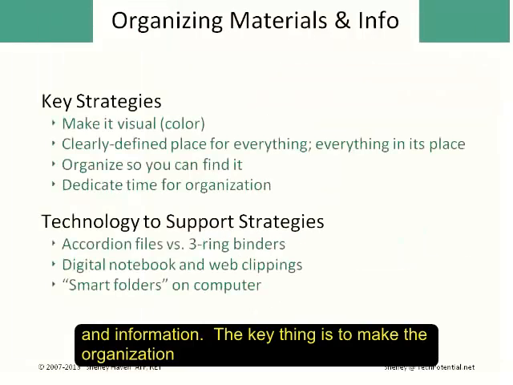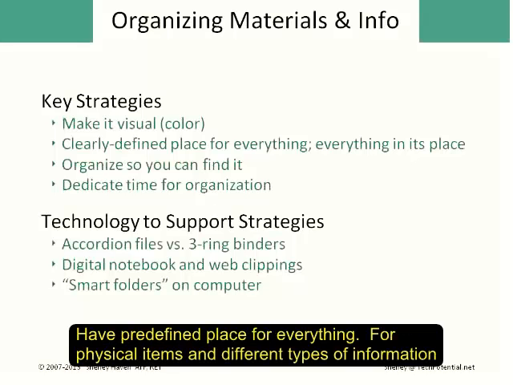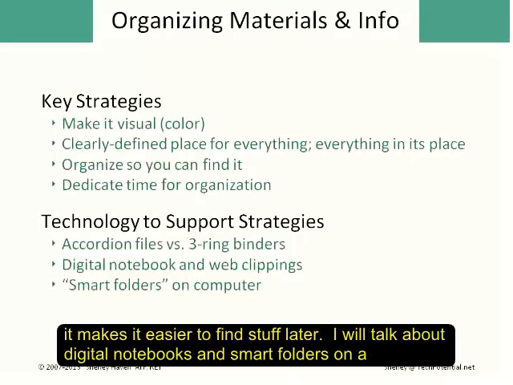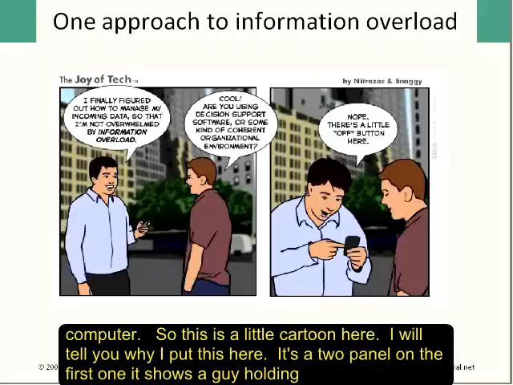All right. So next slide, we're moving on to organizing materials and information. The key thing here is to make the organization system visual, and using color can be very important. Another key strategy is to have predefined a place for everything, a place for physical items and a place for different types of information, because it makes it easier for you to find stuff later. I'm going to talk primarily about digital notebooks and taking clippings from the web, and also smart folders on a computer. So moving on.